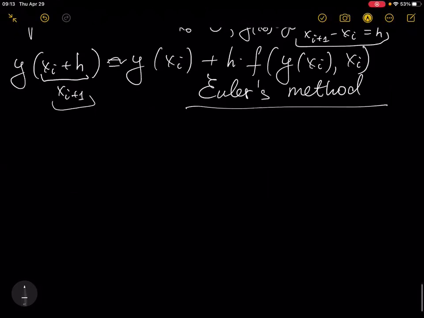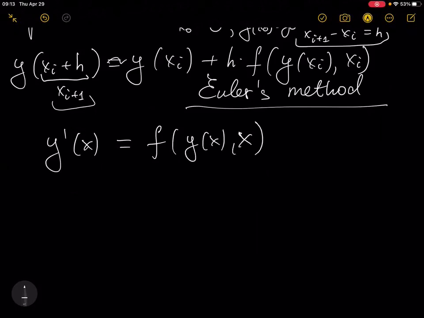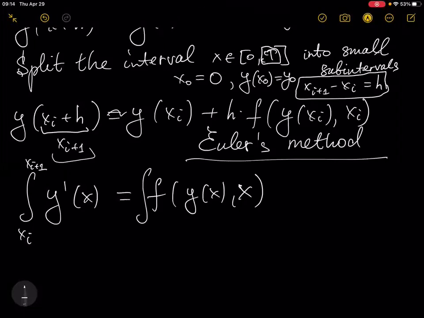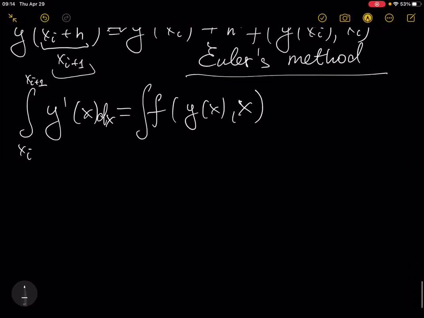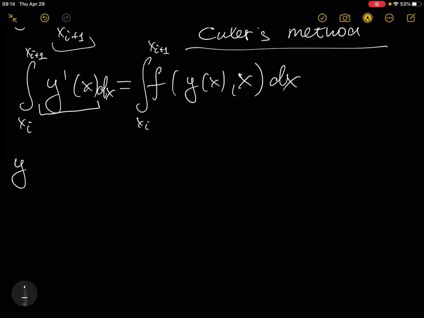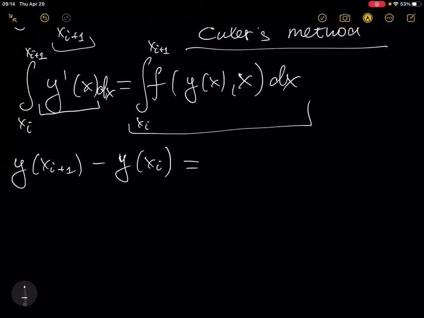You can derive this method in the following way. Just remember, this is what we had. Let us integrate the left and right hand sides from x i to x i plus 1, and as I said, the distance between them is equal to h, by dx. And here the same. So here, because it's a full derivative, we know that it will be y at x i plus 1 minus y at x i, right? And now what to do with this integral?